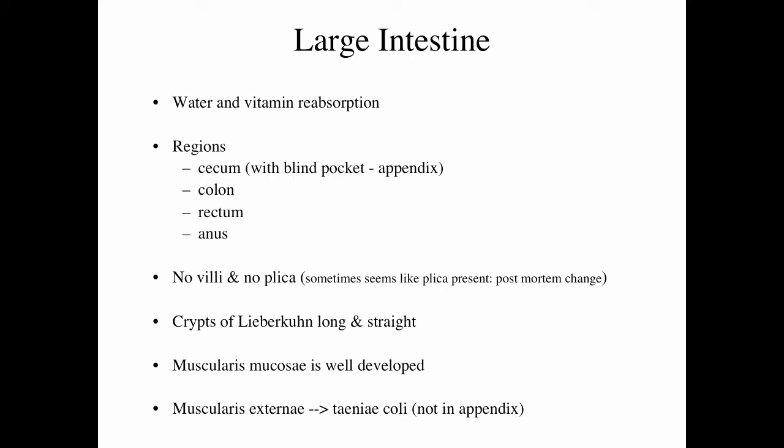We will ask you to pick out the appendix histologically, but from a histological profile, basically, I'll just ask you to identify the organ and you can say colon. There are no villi, there are no plica in the large intestine. Sometimes on a glass slide, you think you're seeing plica. That's probably a histologic artifact, a post-mortem change.